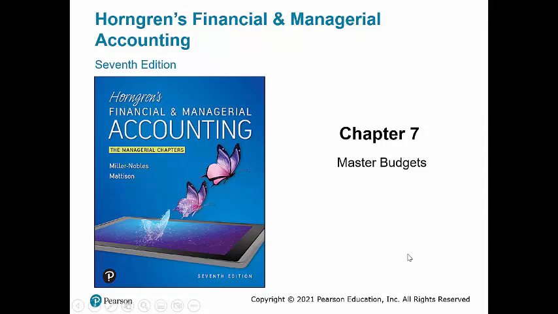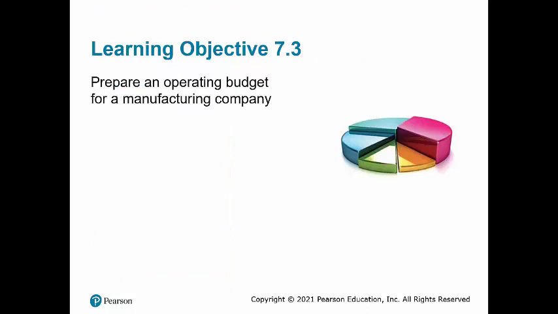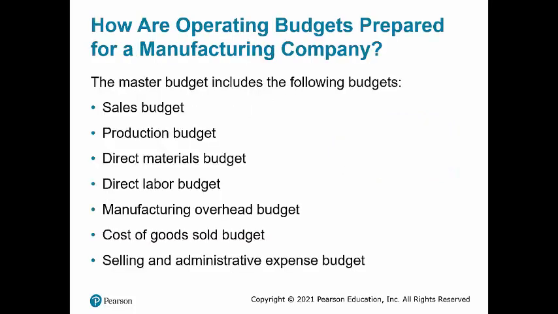This presentation is for Chapter 7, Master Budgets. In Part 1 of Learning Objective 3, we will learn how to prepare an operating budget for a manufacturing company. So this slide shows all of the budgets that are included in the operating budgets for the master budget, and we will be learning how to prepare each one of these.